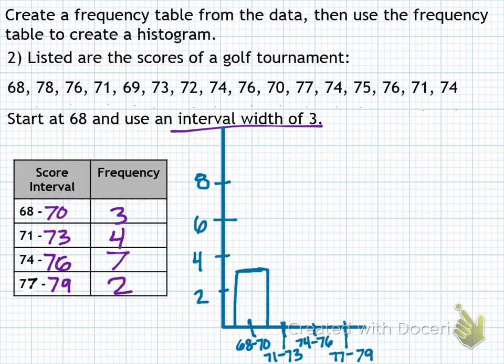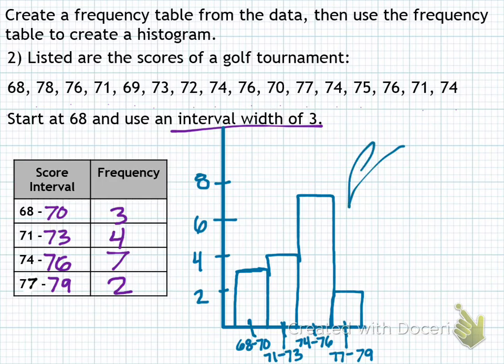Okay, for the 68 to 70 interval, I have 3, so I make my bar up to there. The next interval, remember, I'm starting right after 70, so I'm going to have them touching. Remember, for a histogram we want the bars to be touching, different from a bar graph, right? So this interval has 4, the next interval has 7, and then the last one has 2. So my graph would look something like this.